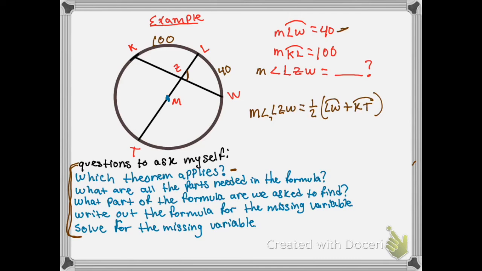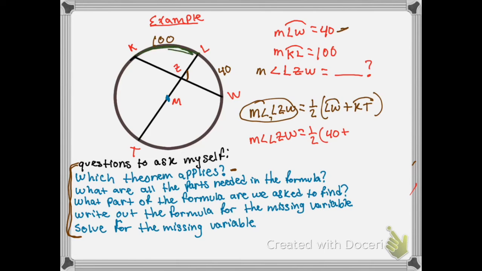And what is it that I am trying to find? I'm trying to find the angle. So I'm going to rewrite that piece. That's the unknown. And I know that LW is 40 plus KT. Well, what is KT? Let's be a little sneaky here.